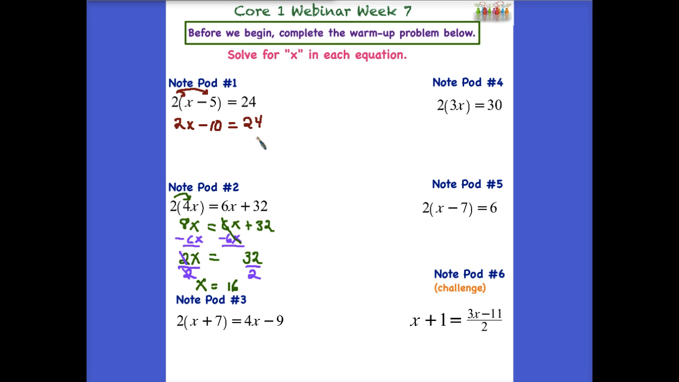It looks like you guys are doing that too, which looks good. Now I need to combine my like terms. So I'm going to move the 10 over to be with the 24. I have to add the 10 on both sides. If I add negative 10 to positive 10, I get 0. Those are gone, and I get 34 on the right side. Then, just like the last one, in order to solve for x, I have to divide by 2. It's very similar to the last one, and I get 17.